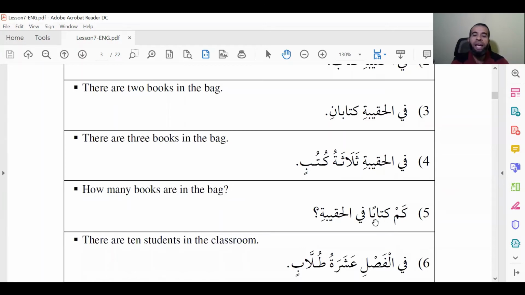كم كتابا في الحقيبة. Not كتب as in English, how many books. No, but كتاب. And not كتاب or كتاب, but كتابا. كم كتابا في الحقيبة. So you can answer saying في الحقيبة كتاب, كتابان, 3, 4, 5.